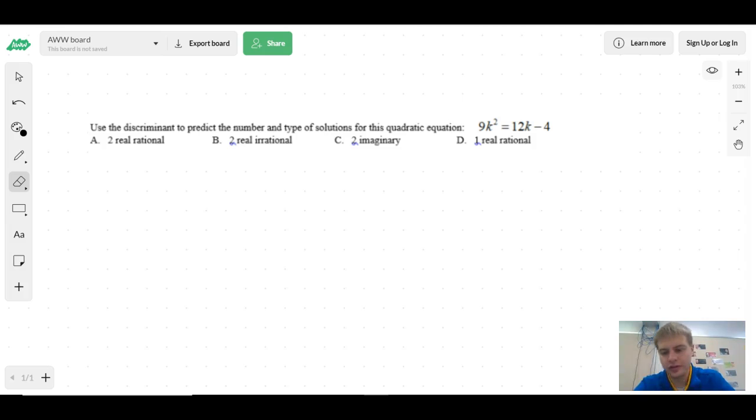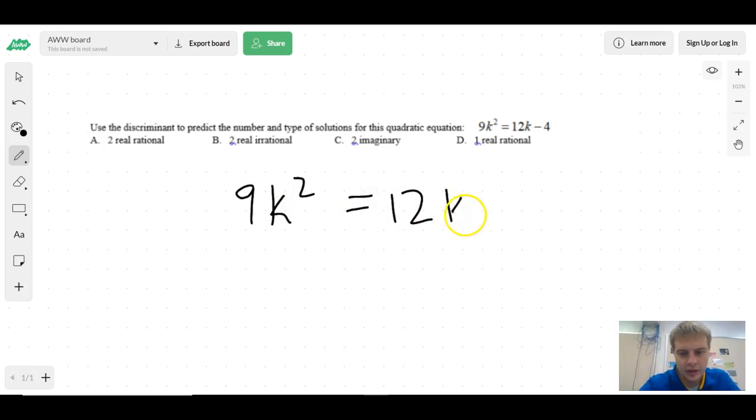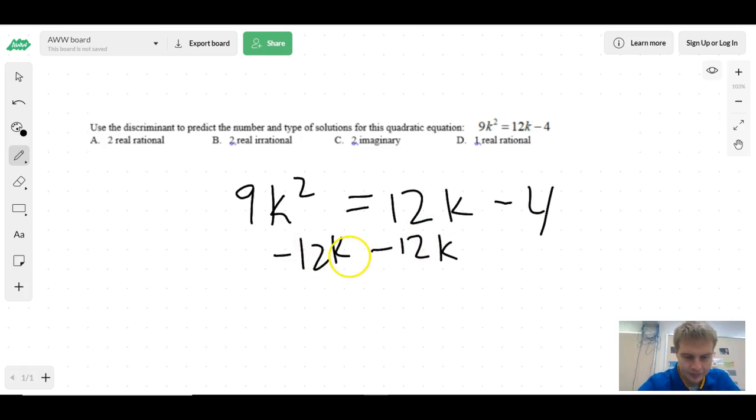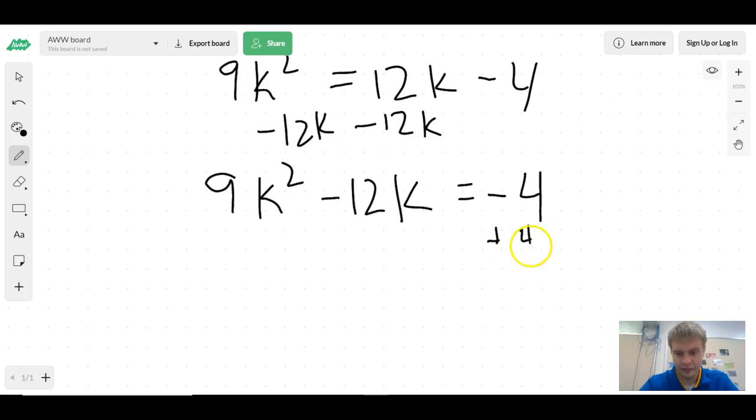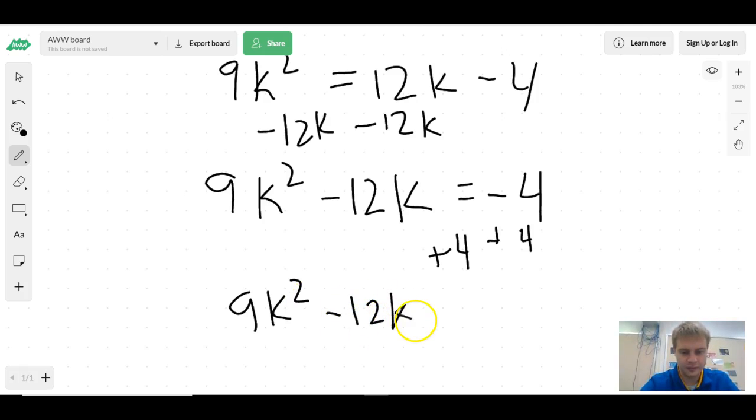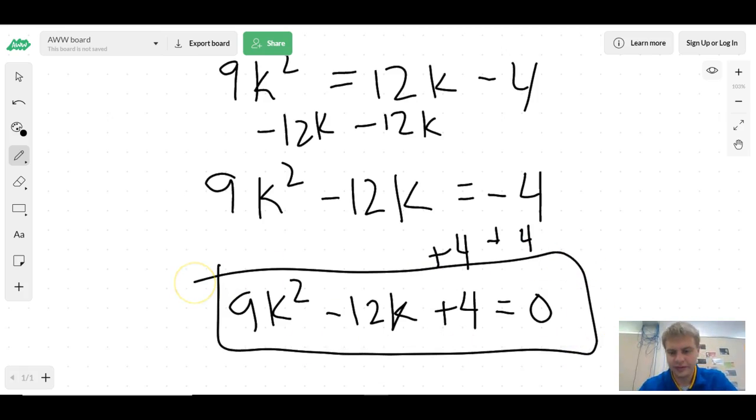Okay, so we're going to use the discriminant to find the answer to this. First thing you want to do is get this in the correct form where it's equal to 0. So we would have 9k squared equals 12k minus 4. I'm going to subtract 12k on both sides and get 9k squared minus 12k equals negative 4. And now I'm going to add 4 to both sides. So I get 9k squared minus 12k plus 4 equals 0. So now we have this.